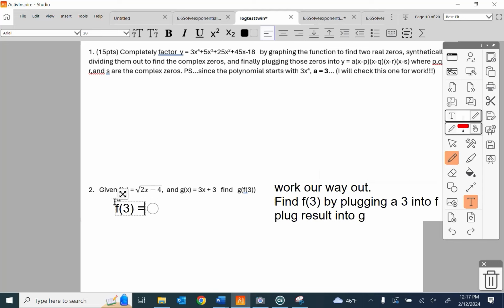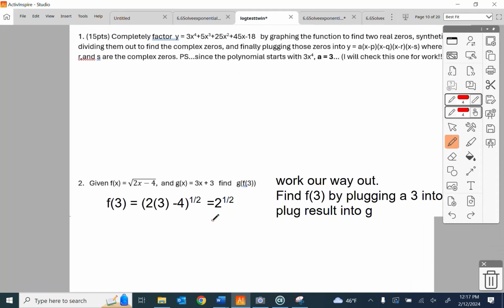So f of 3 is going to be the square root, and on this software I don't have a square root function, very easy, raised to the 1/2, because the 1/2 power is a square root function. Twice of 3 is 6. This ends up being 2 to the 1/2 power. And I didn't mean to throw you off. It's just I can't type a square root function on this particular software. That's also known as the square root of 2.